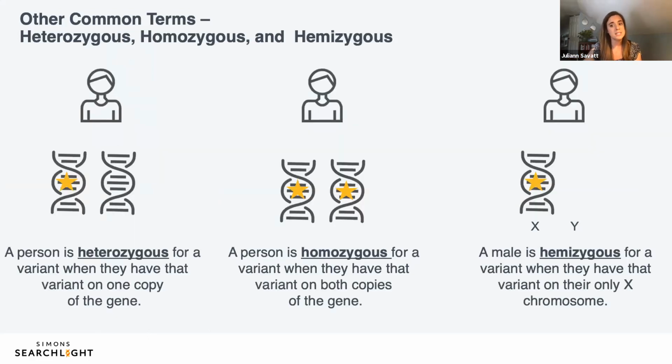The words heterozygous, homozygous, and hemizygous that are seen on some genetic test reports tell us about the specific individual who was tested. If the genetic variant was found on 1 copy of a gene, we use the term heterozygous. Homozygous tells us that a person has the change on both copies of their gene, and hemizygous is used to describe a male that has the genetic variant on his only X chromosome.